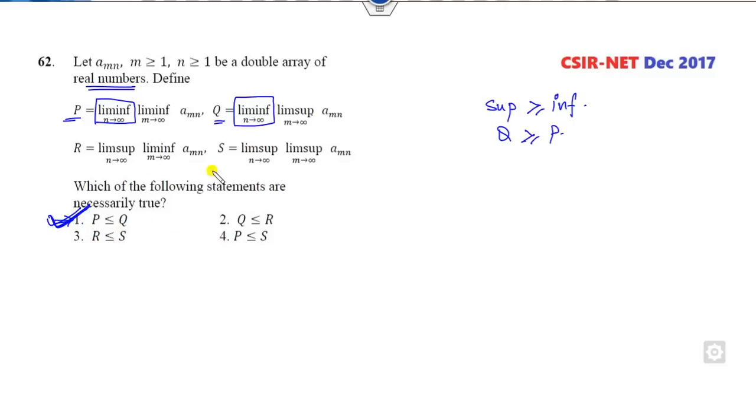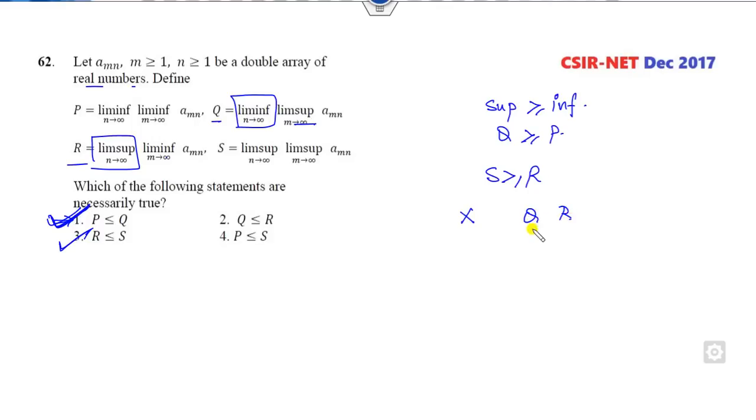R is less than or equal to S. Here supremum and supremum are the same. So again we can see S is greater than R, because supremum is greater than infimum. Q is less than R. How can you say Q is less than R? We think about Q and R. This is infimum, this is supremum. This is supremum, this is infimum. So there is no relation between Q and R. Q may be greater, Q may be less. So it is always cancelled out.